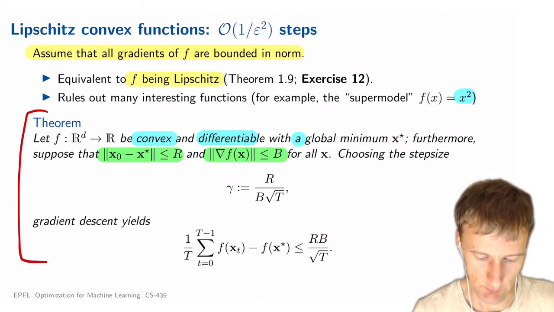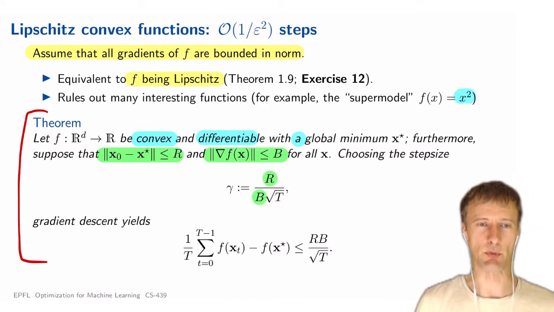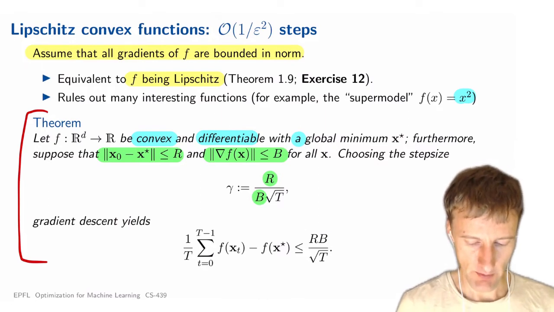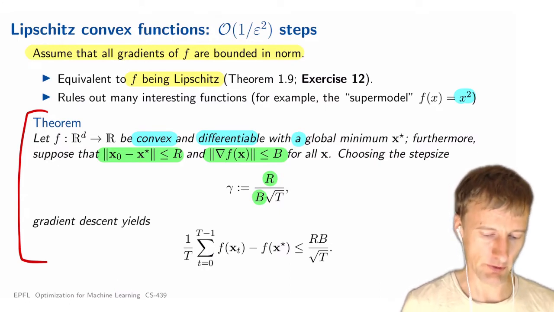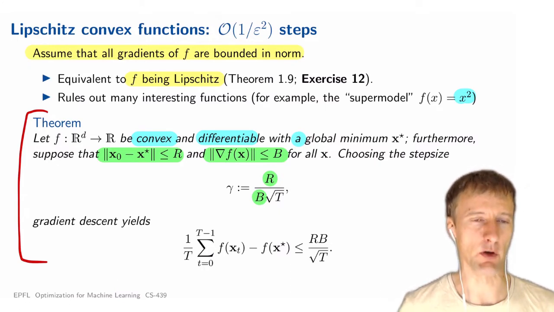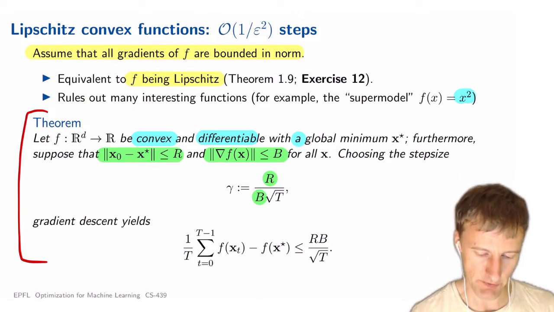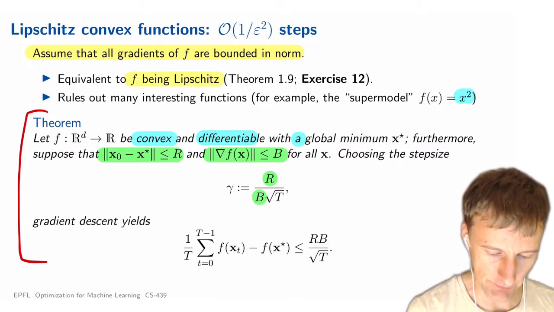So if you have that, then you just choose your step size like this. You choose the step size being proportional to R over B. And this is a constant step size because it just needs to be determined by the total number of steps you do. I decided I want to do a big number of 1 million steps. So my capital T is 1 million. Then I need to set the step size. And then the result is very nice.